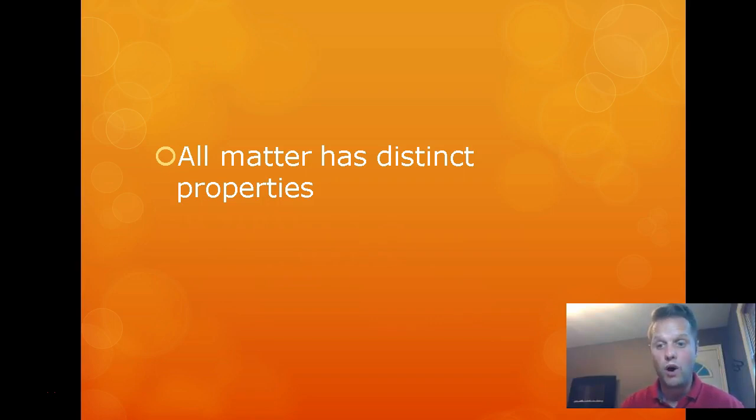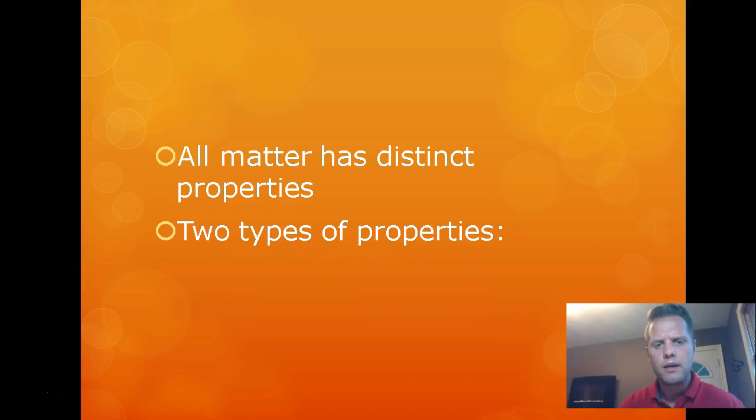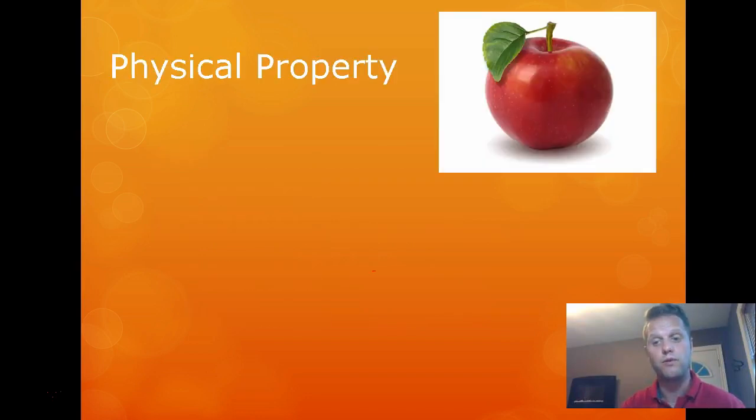For example, water is a liquid. That is a property of water. It has a bluish color. That's also a property. Now, a property is anything that you can describe or observe about a substance. Now there's two types of properties, physical and chemical. Now let's talk about physical first.